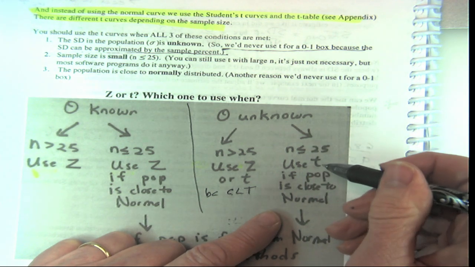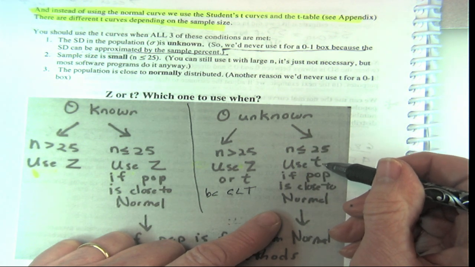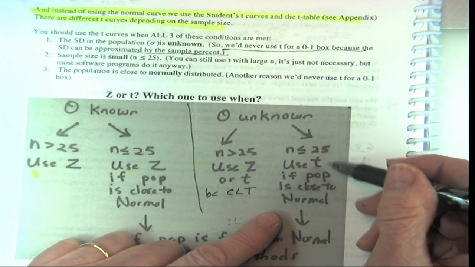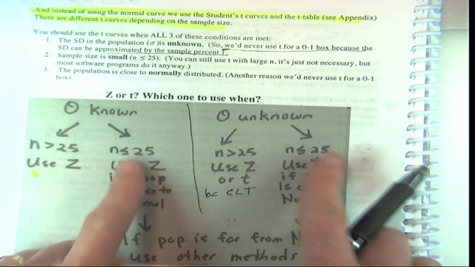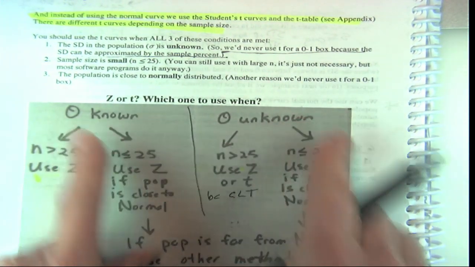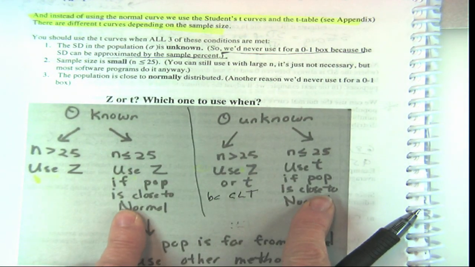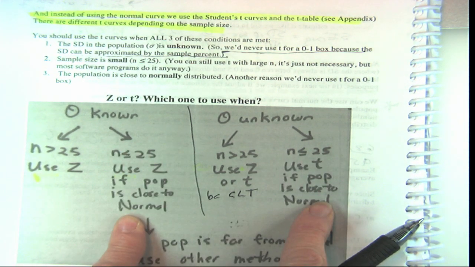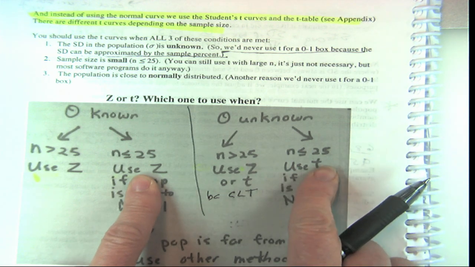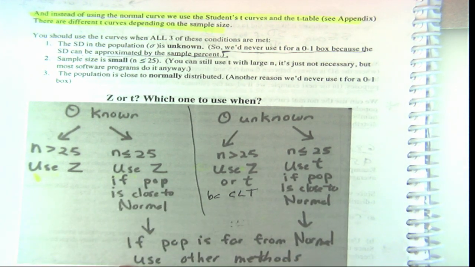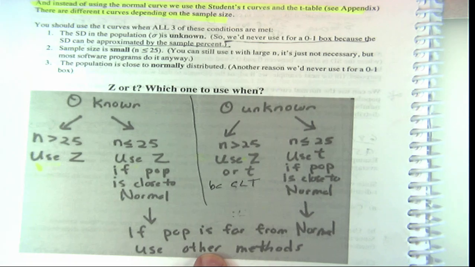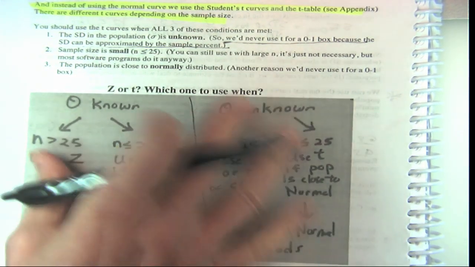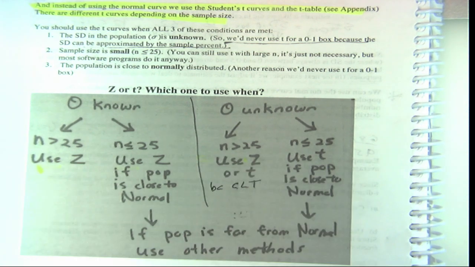But the t distribution depends on sampling from a population very close to normal. So when you have small sample sizes on either side here, if your population is normal, you could use z here and t here. But if it's not normal, you have to use other methods that we're going to be talking about later on in the course. So that's the idea. Keep this chart in mind. And this 25 is my limit.